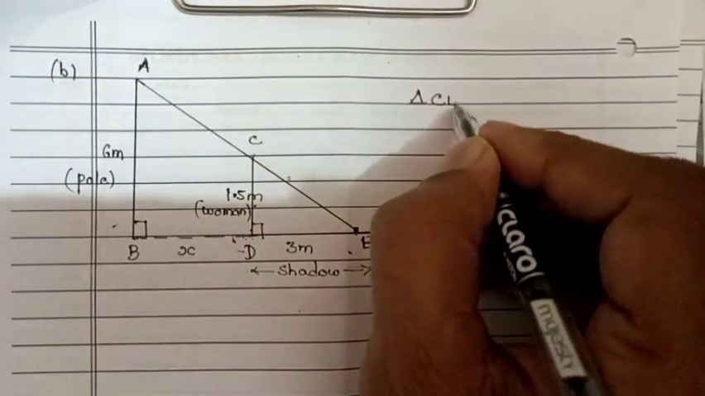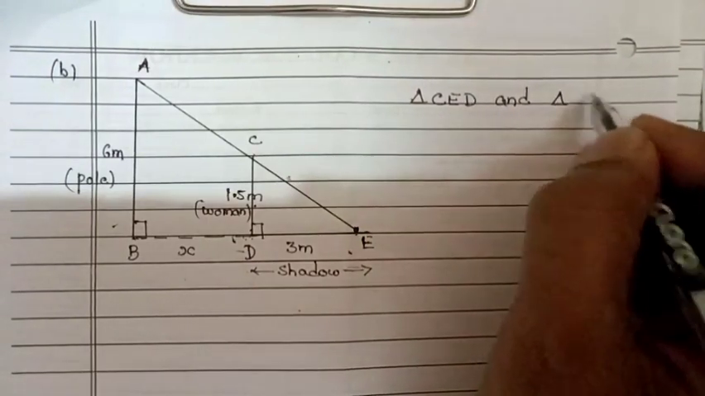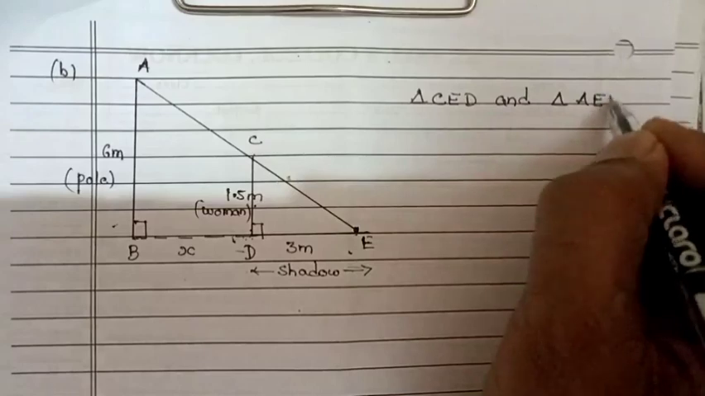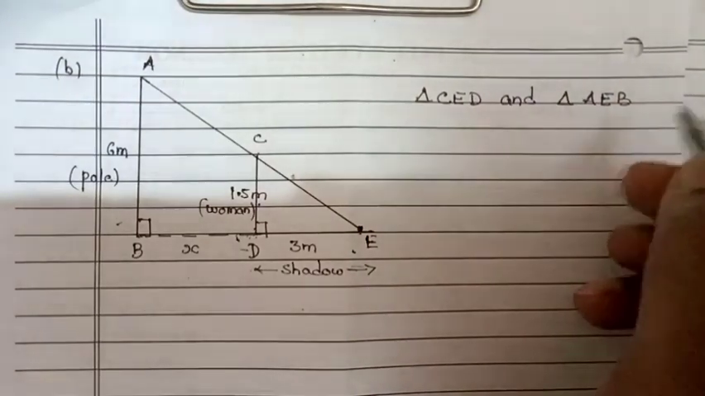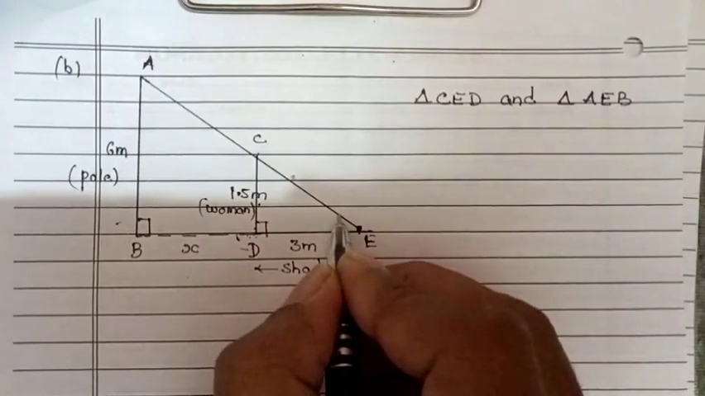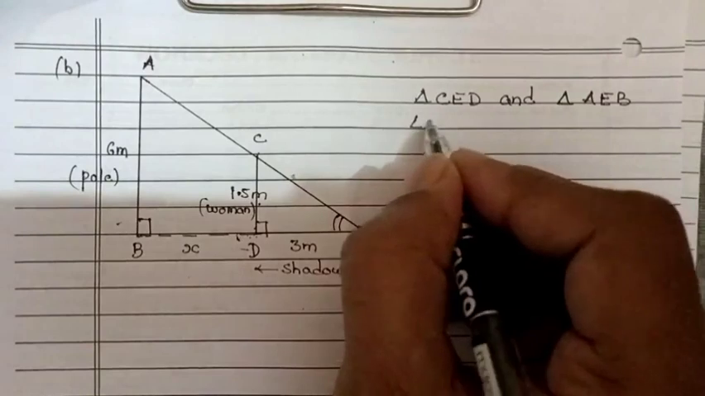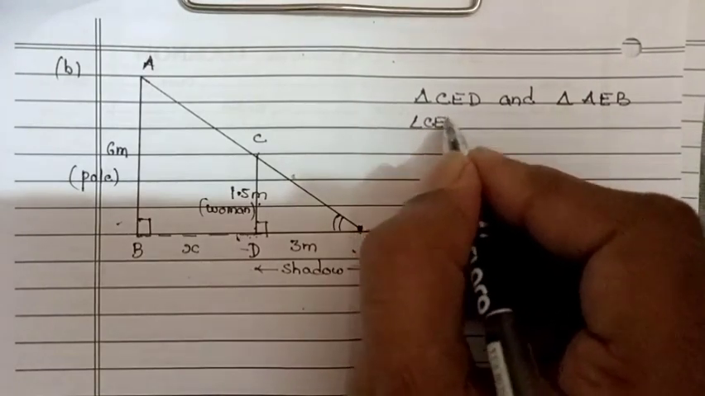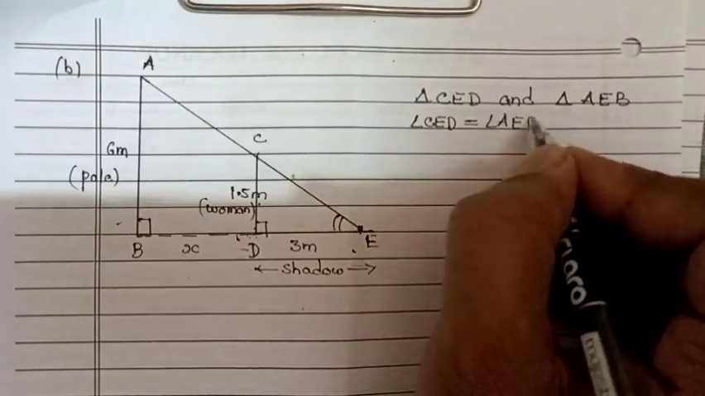Triangle CED and triangle AEB. Now let's see how we can show the similarity. First of all, you can see that this angle E is the common angle. So you can write angle CED is equal to angle AEB.